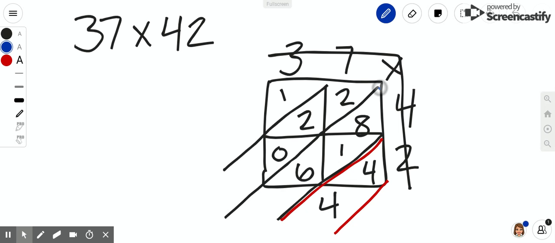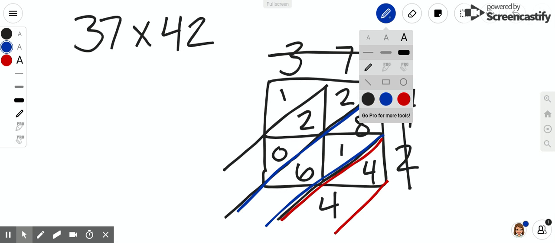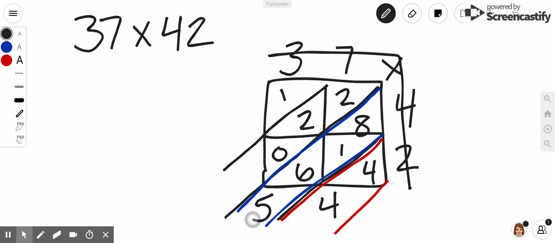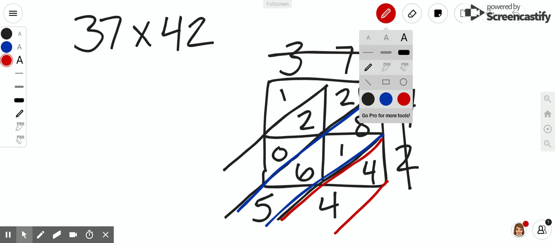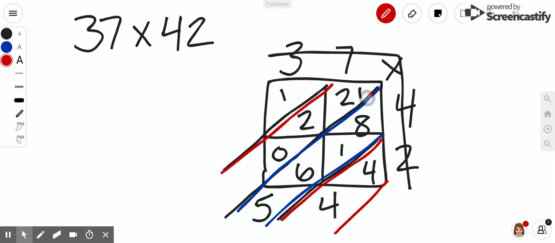Next, in our tens place here, we're going to add in between these blue lines, 8 plus 1 plus 6, which is 15. So we will put the 5 down below and carry the 1 to the next column. Again, just moving along with our diagonals, adding in between them. 1 plus 2 plus 2 plus 0 is 5. And then in our thousands place, we just have a 1.